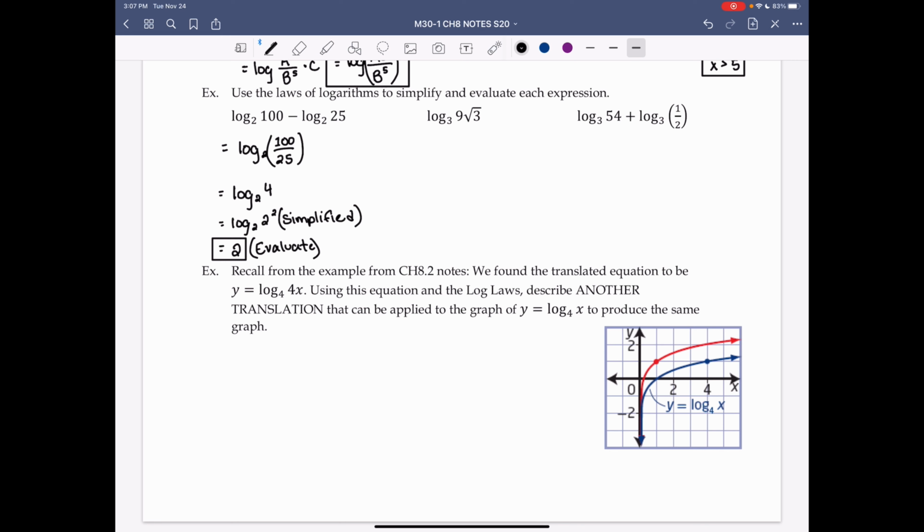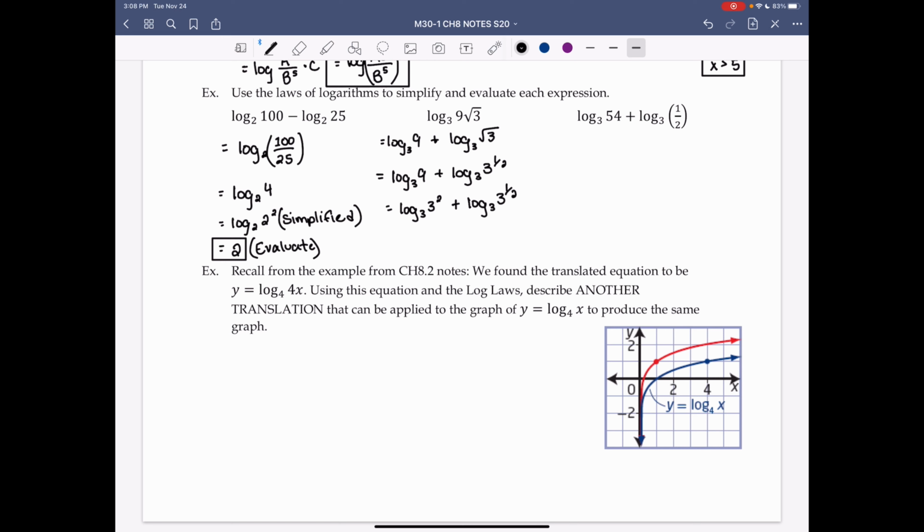Log base 3 of 9 times the square root of 3. We can use the product law to write this as log base 3 of 9 plus log base 3 of the square root of 3. Square root of 3 is 3 to the power of 1/2, so log base 3 of 9 plus log base 3 of 3 to the power of 1/2. We can write 9 as 3 to the power of 2, so log base 3 of 3 squared plus log base 3 of 3 to the power of 1/2.